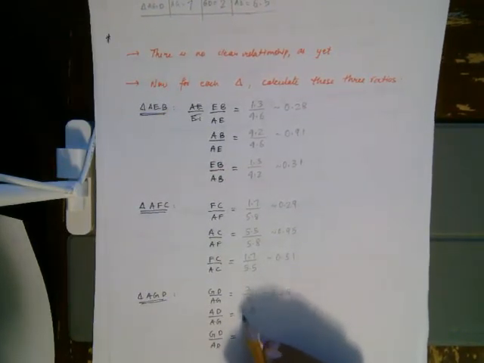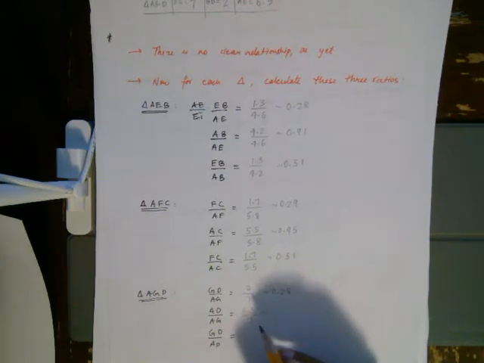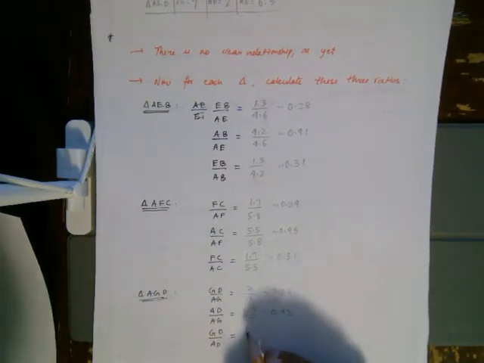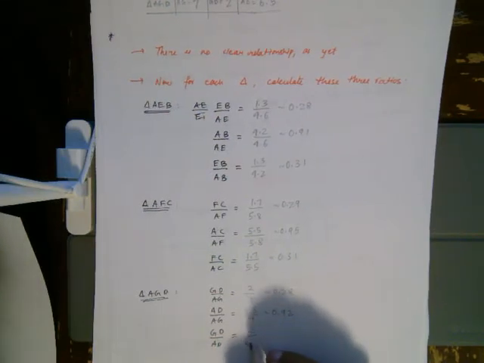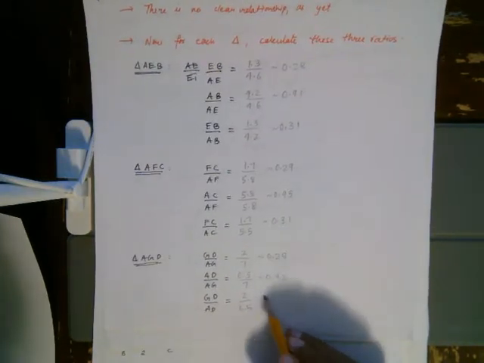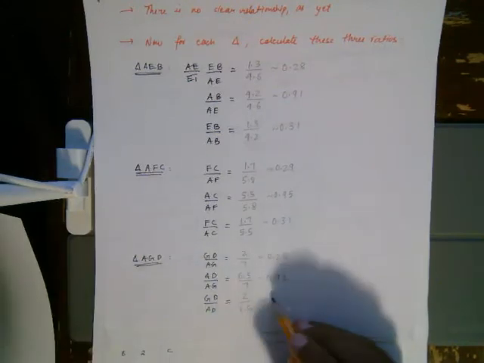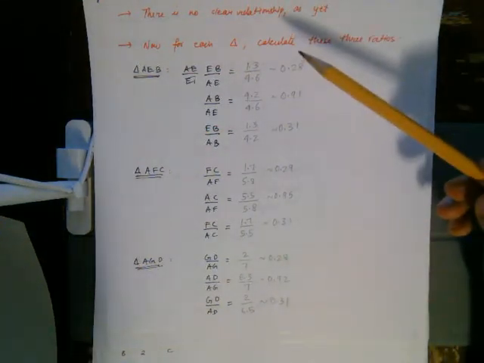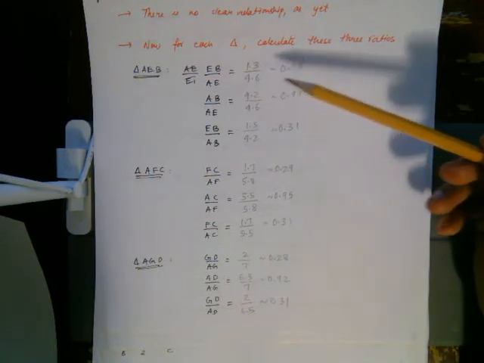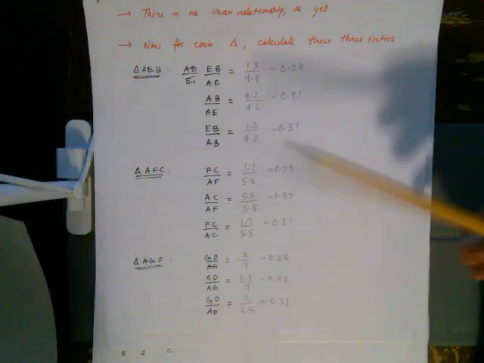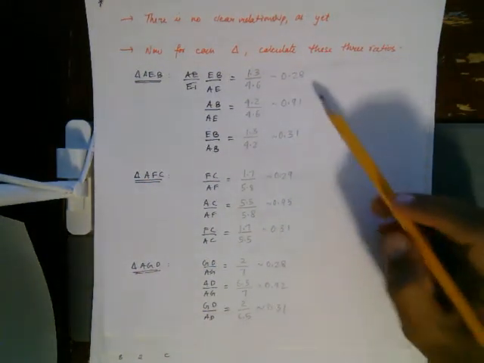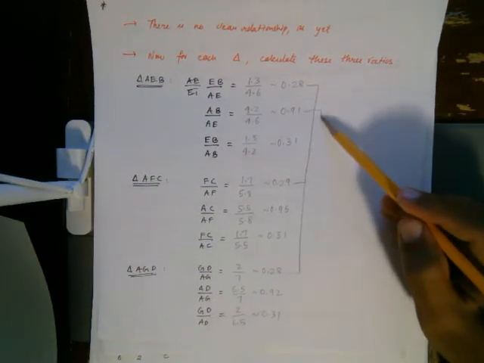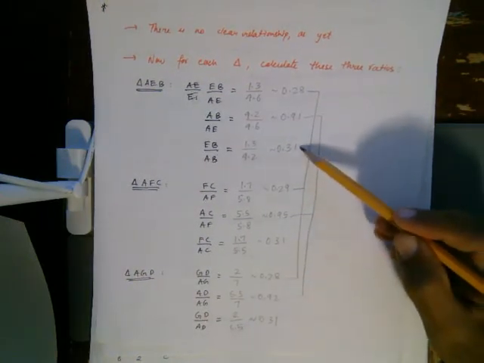AD is 6 over 7. It's going to be roughly 0.92, and 2 over 6.5, which is 0.31. Now the interesting part is, even though you may have different numbers, the ratios that you have, in all three triangles, should be somewhat similar. Now, what do I mean? Look at this: 0.28, 0.29, 0.28, close, 0.99, and 0.3.